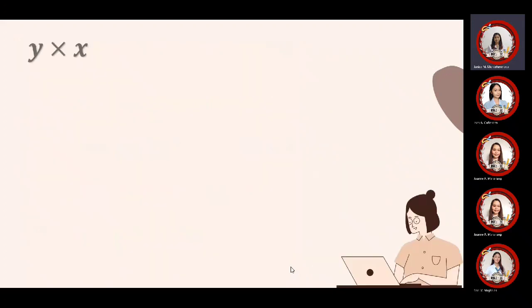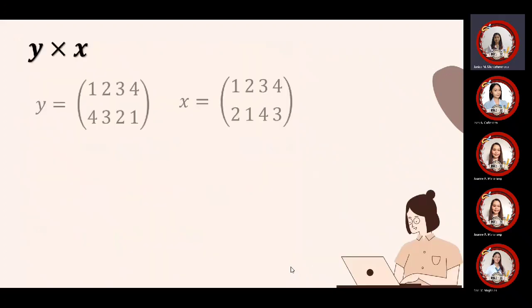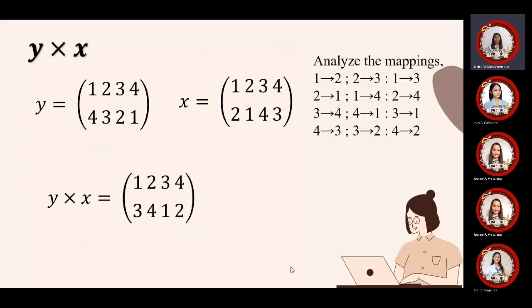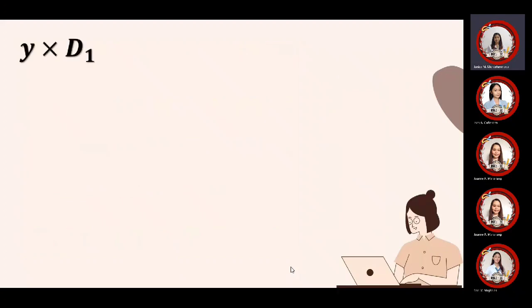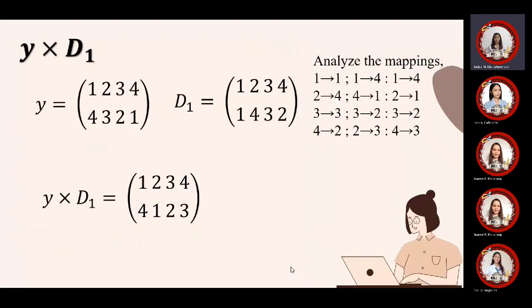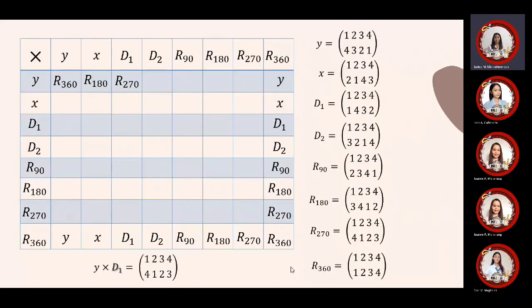Next, we have y multiplied by x. We have 1 maps to 3, 2 maps to 4, 3 maps to 1, 4 maps to 2, which is also R180. Next, we have y multiplied by D1, and the answer is 1 maps to 4, 2 maps to 1, 3 maps to 2, and 4 maps to 3, which is also our R270.